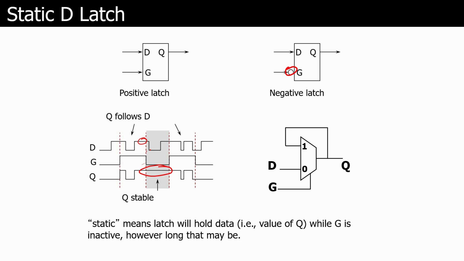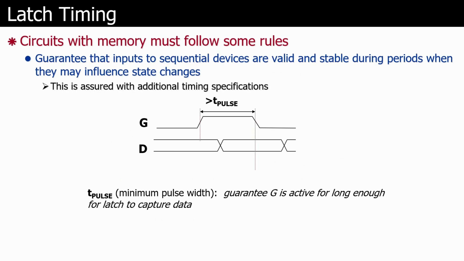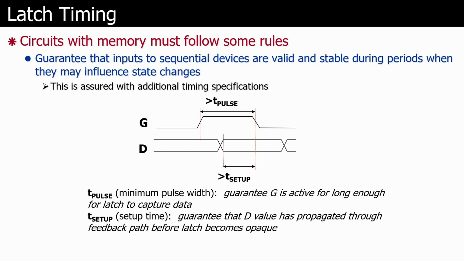So we wouldn't want it to fall all the way back down to 0 right before we are capturing the data and Q is stable, for example. And so the timing specifications that we have here are T-pulse. So this is to guarantee that the G is active for long enough for the latch to capture the data. And we have T-setup. So this means that the D value has to propagate through the feedback path before the latch becomes opaque. And T-setup is the time specification I was just talking about now.